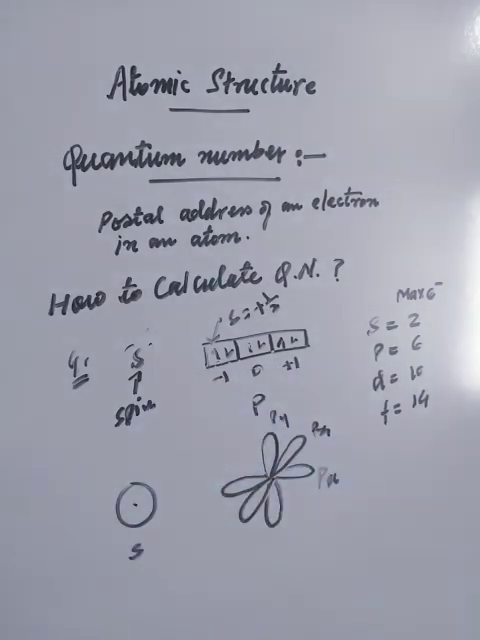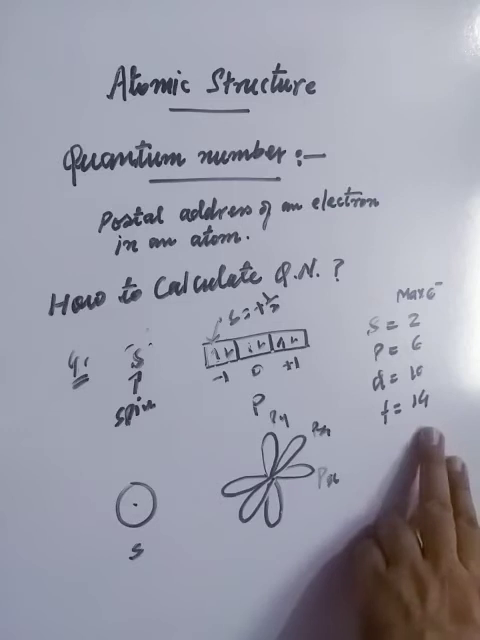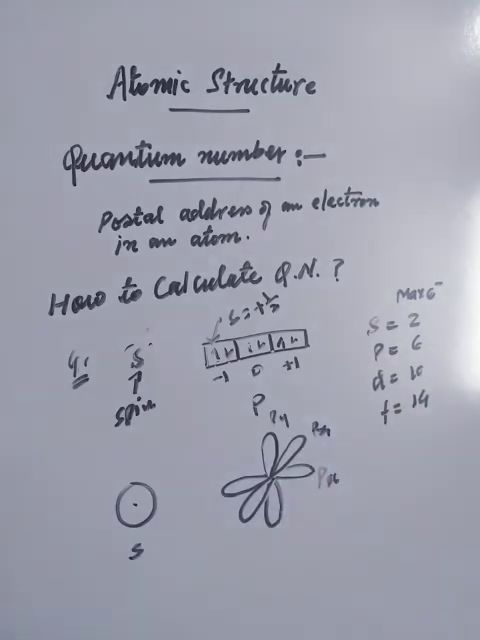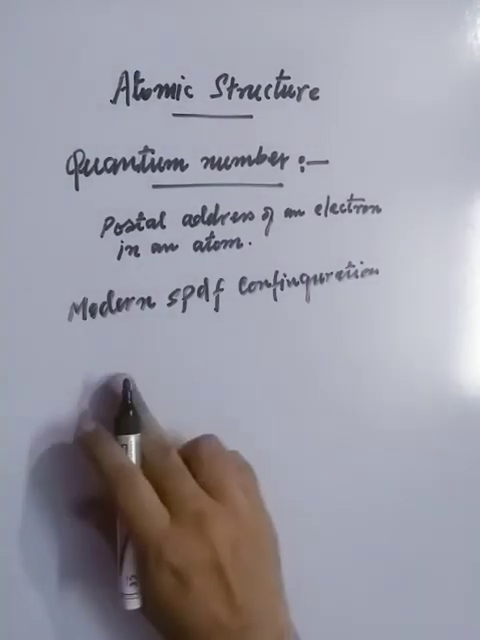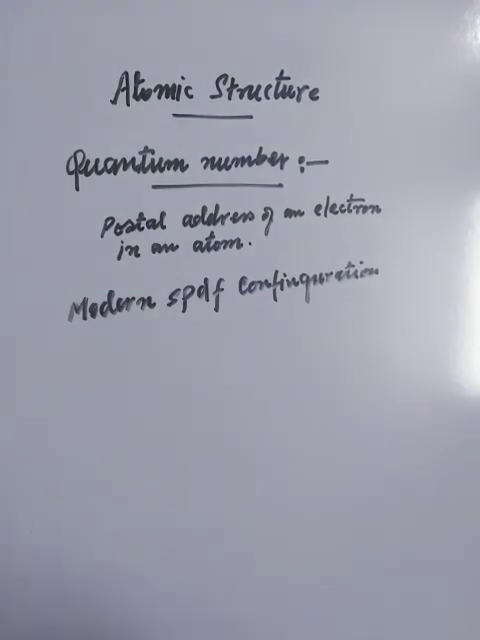So now we have discussed how to calculate the quantum numbers: principal, azimuthal, magnetic and spin. And we also know the shape of the orbitals. We also know the maximum number of electrons that can be filled in subshells. Is it okay? Now one more thing I am going to tell you: the modern SPDF electronic configuration, which is based on the quantum numbers, right?